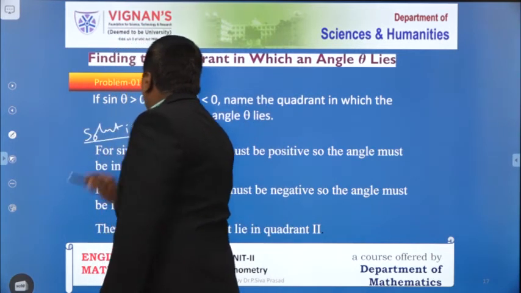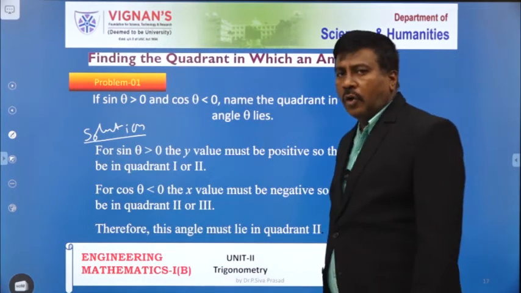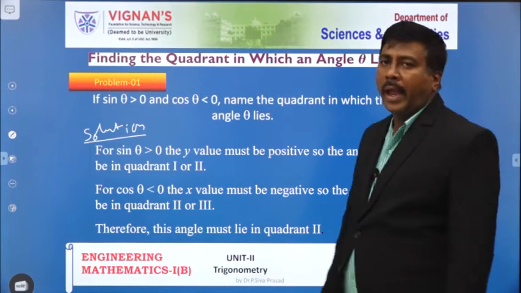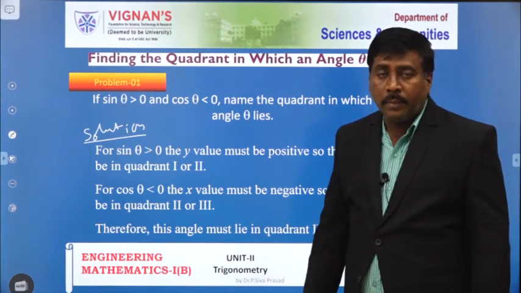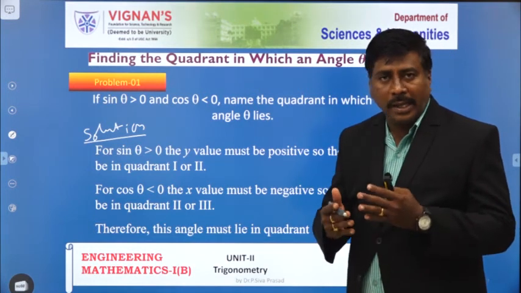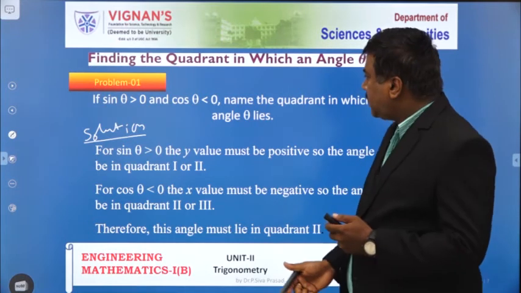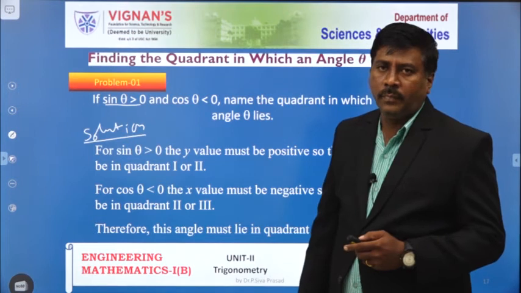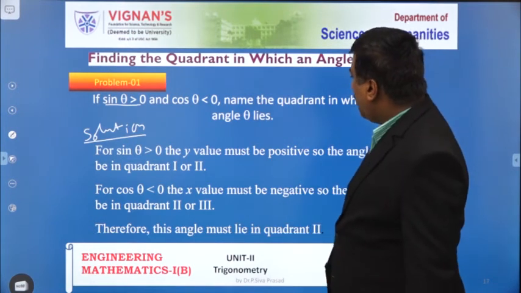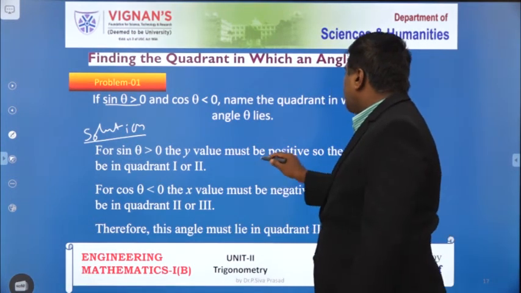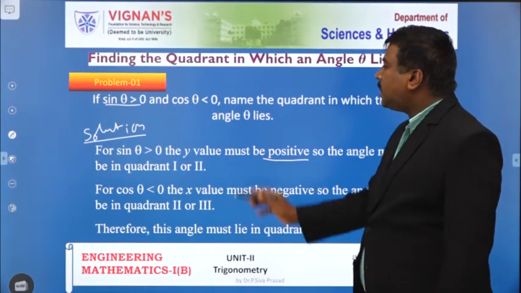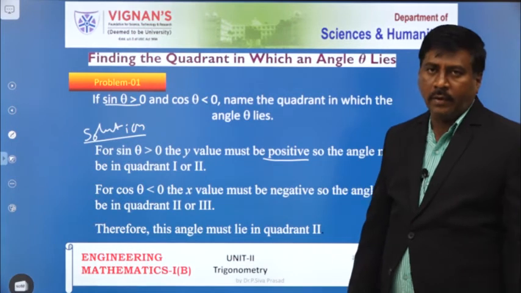So if sin theta is greater than 0 and cos theta is less than 0, name the quadrant in which the angle theta lies. Here the problems are asked like this only. Please see this. Here sin theta is greater than 0, so the value of y must be positive. So the angle must be in the first quadrant or the second quadrant.